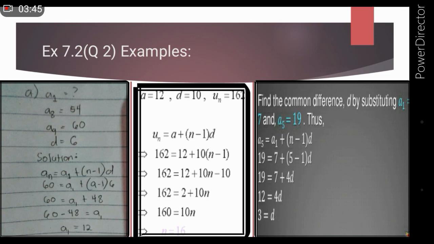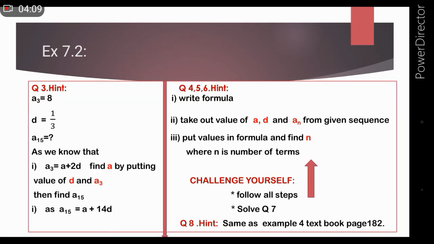So by observing the method of these three examples, you can easily solve question number 2. But the key point is to write the data first. Second point is write the formula, put in the known values, and find the values of the unknowns. Now move towards question number 3. Here the hint is given. Follow these instructions. Look at the pattern carefully. Use the formula, put in the values, and after solving you can easily solve question number 3.